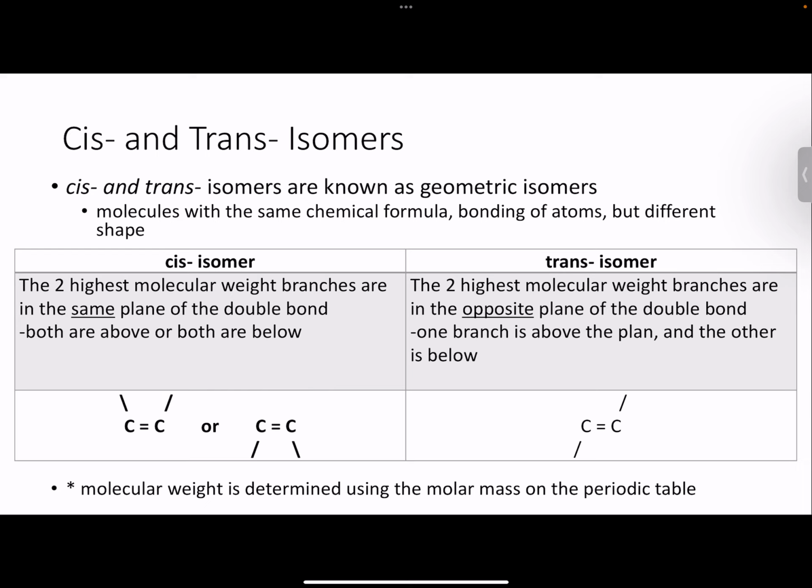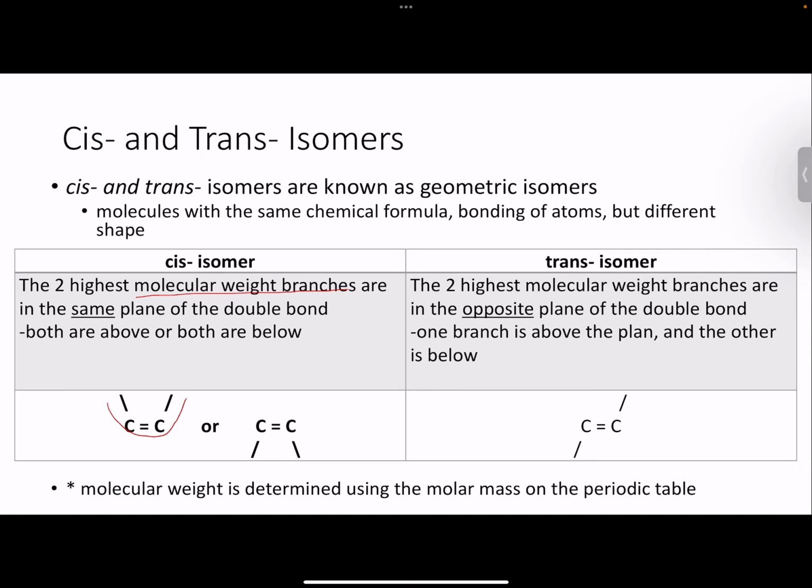So the way that this works and how we'll use them, when the two highest molecular weight branches are on the same plane of the double bond, we consider that the cis isomer. And you can see it kind of makes this C shape. Now, molecular weight, you can see the note at the bottom, is determined by molar mass on the periodic table. We'll do an example. So whichever chain of the two weighs the most, that is the priority branch, and that's what we're looking at for direction.